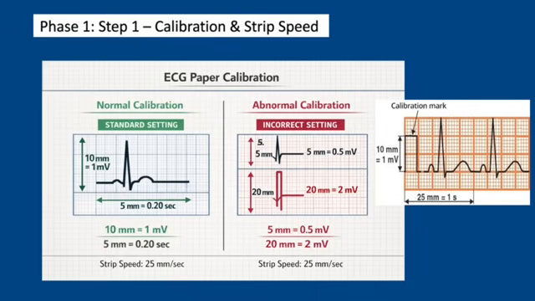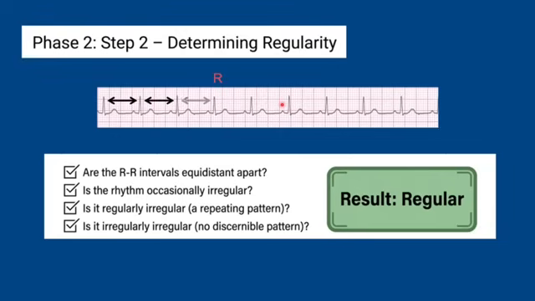Second step, determine the regularity of the ECG. To determine the regularity of the ECG, ask yourself, are the RR intervals equidistant apart? Means that they are equal. When you look at the distance between each two R waves, they are equal.